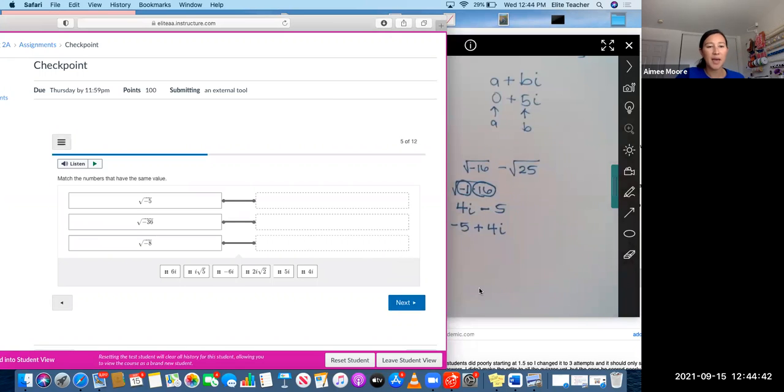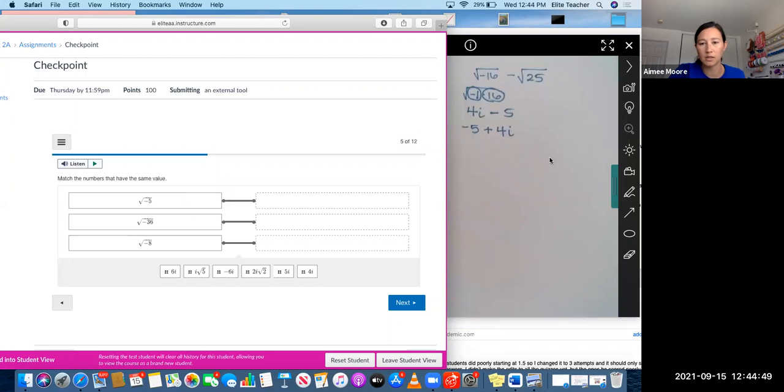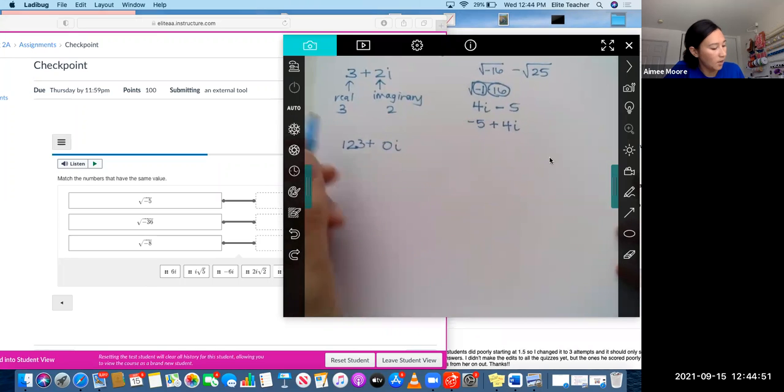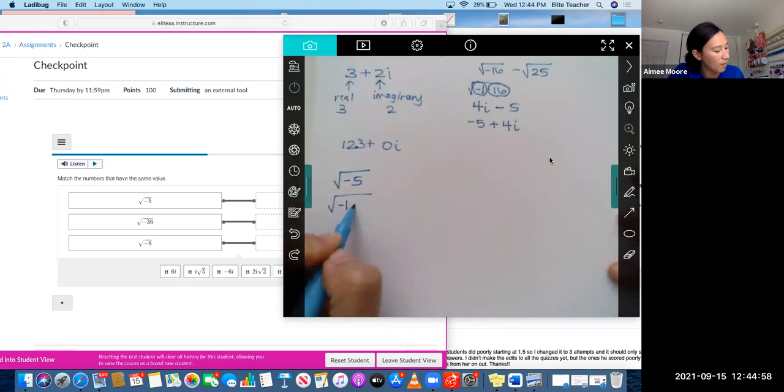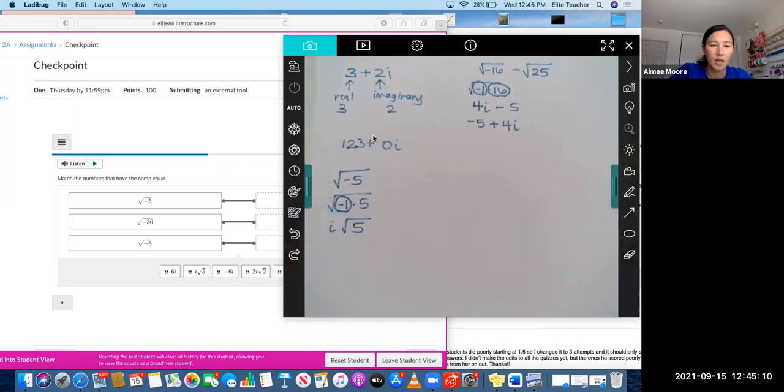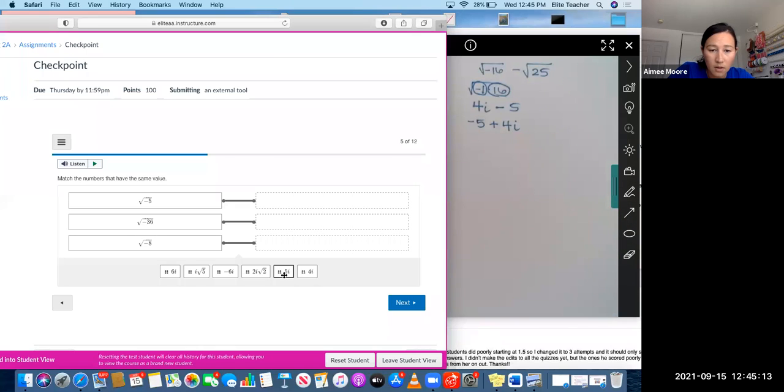Okay, now we're going to match the numbers that have the same value. So we're just going to simplify these negative square roots. So let's start with the square root of -5. So you have to expand first. And so we get the square root of -1 times 5. Now we know that the square root of -1 is i. We don't know what the square root of 5 is. It's some decimal. So we're just going to leave it. And so here we go.